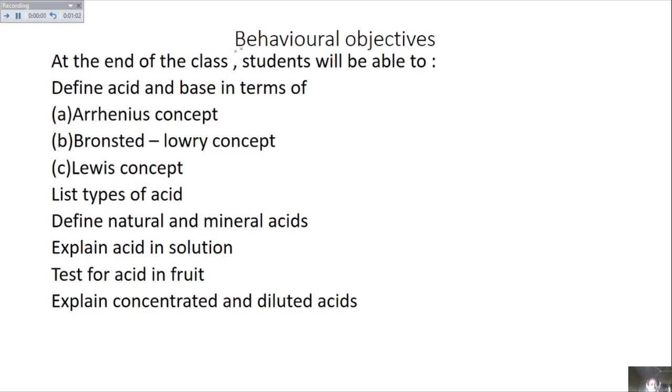Good. Now, behavioral objective. Meaning, at the end of the class, students will be able to define acid and base in terms of Arrhenius concept, Bronsted-Lowry concept, Lewis concepts, list types of acid, define natural and mineral acid, explain acid in solution, test for acid in fruits, and explain concentrated and diluted acids.